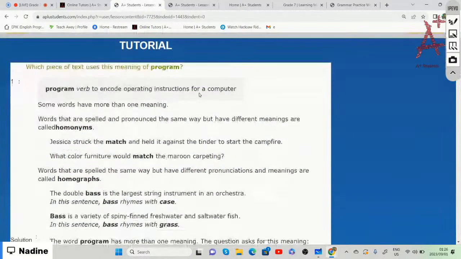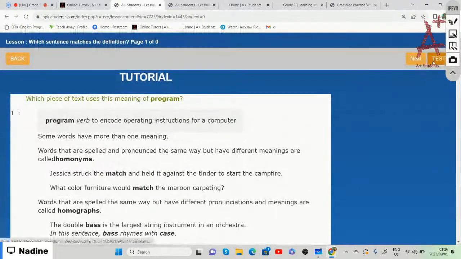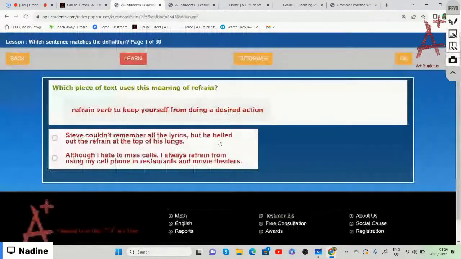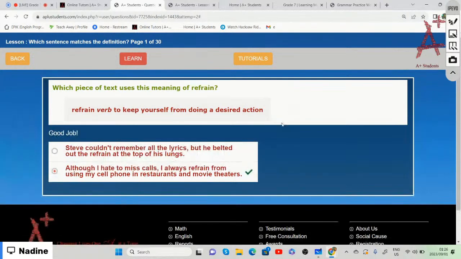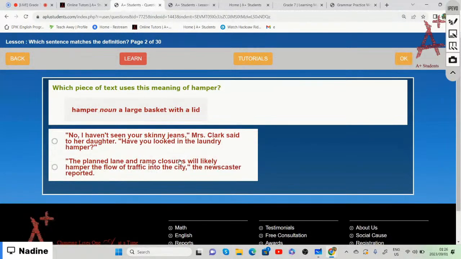Oops, that went out. Sorry, I don't know what happened, but we are back in. So, which piece of text uses the meaning of refrain, right? Refrain is to keep yourself from doing a desired action. We said Steve couldn't remember all the lyrics, but he belted out the refrain at the top of his lungs. We said it was the second one, right? And then with the basket, we mentioned it was the first one.